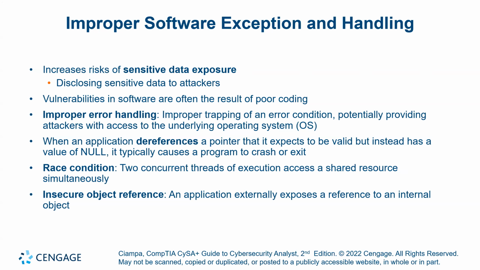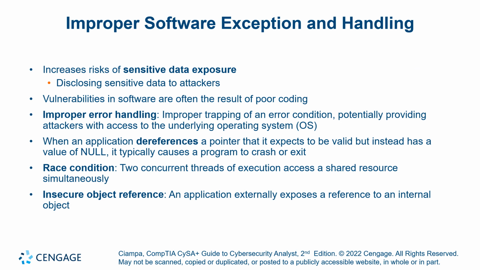Improper error handling, improper trapping of an error condition, potentially provides attackers with access to the underlying operating system. Another thing that can happen with improper error handling is that sometimes those error messages can give you a lot of information about what exactly is causing the error, and then it gives the attacker some information on how they can force programs into that error state. When an application dereferences a pointer that it expects to be valid, but instead has a value of null, it typically causes a program to crash or exit.